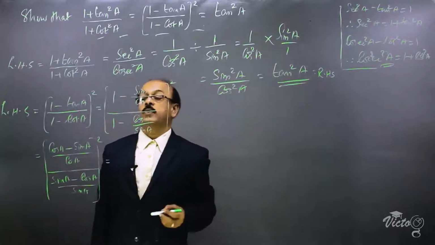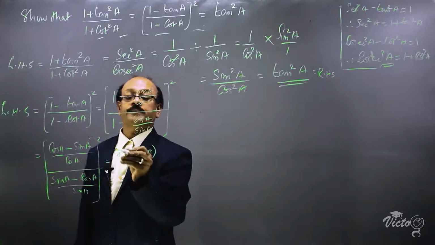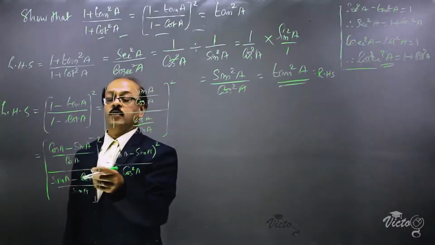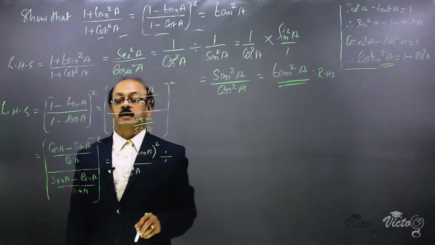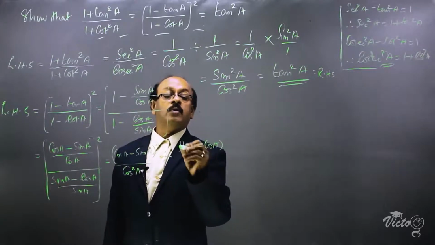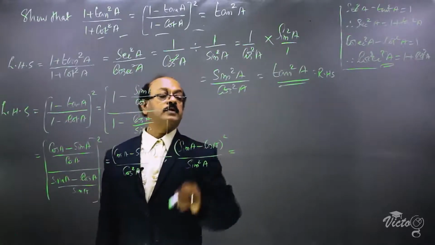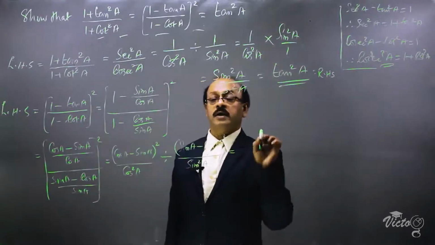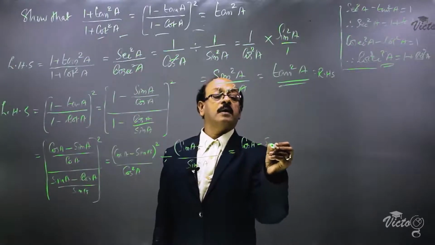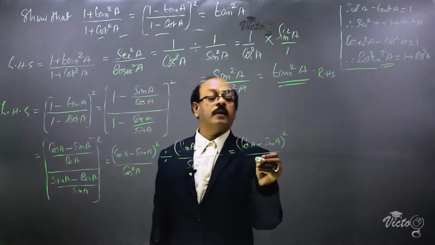Here we are taking the separate square as (cos A minus sin A), the whole square divided by cos square A. Then instead of this line, we are putting the simple of the division, divided by (sin A minus cos A), the whole square, the whole divided by sin square A. This is equal to (cos A minus sin A), the whole square. We are writing the first fraction as itself, (cos A minus sin A), the whole square divided by cos square A.